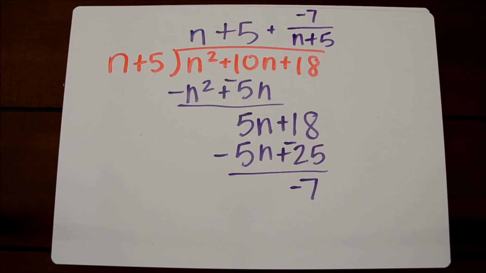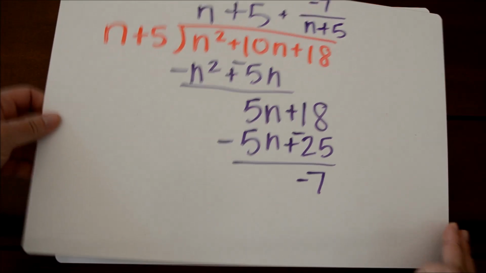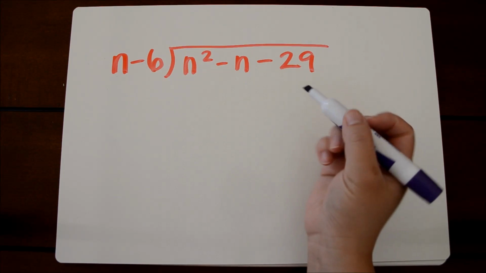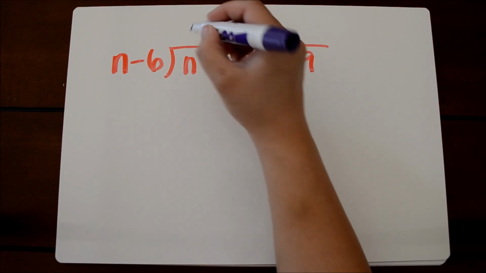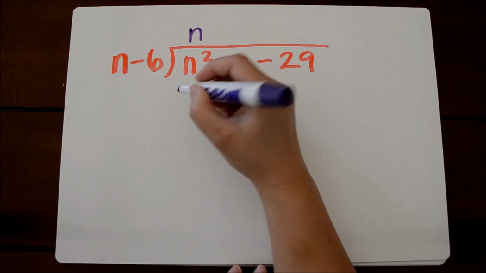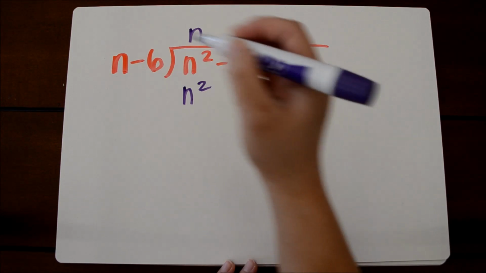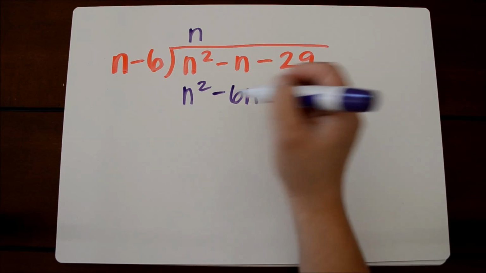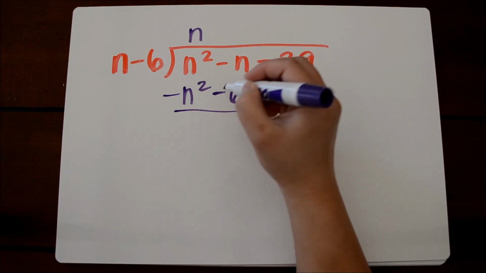Let's take a look at another example. First, we're going to ask ourselves n times what will give us n squared, and we know that's n. We're going to multiply n times n, which is n squared. N times negative 6 is negative 6n, and we're going to subtract this expression, so we're going to have to change signs on both terms.